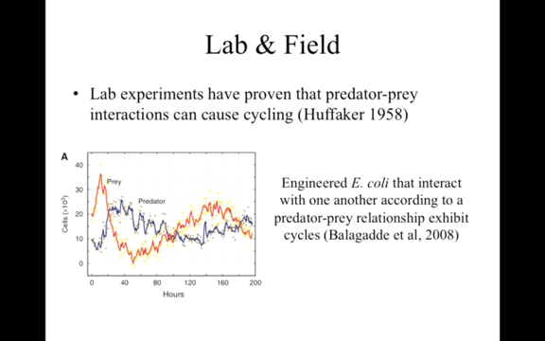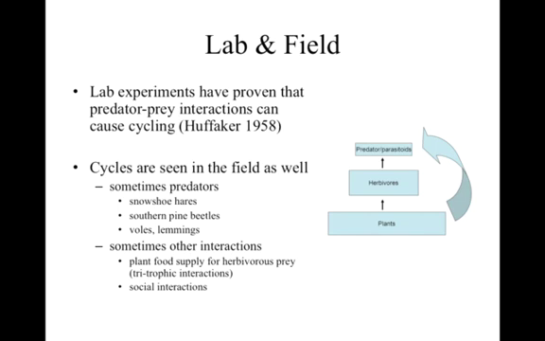One good example is a lab experiment where people took E. coli and engineered them to interact according to a predator-prey model. So one strain acted as the predator and killed the prey, and one strain acted as the prey and supported the growth of the predator population. And what they showed is that in this artificial lab system, they could exhibit sustained predator-prey oscillations, where the predator goes up and then the prey goes up, and the predator goes up and then the prey goes up. That's in the lab.